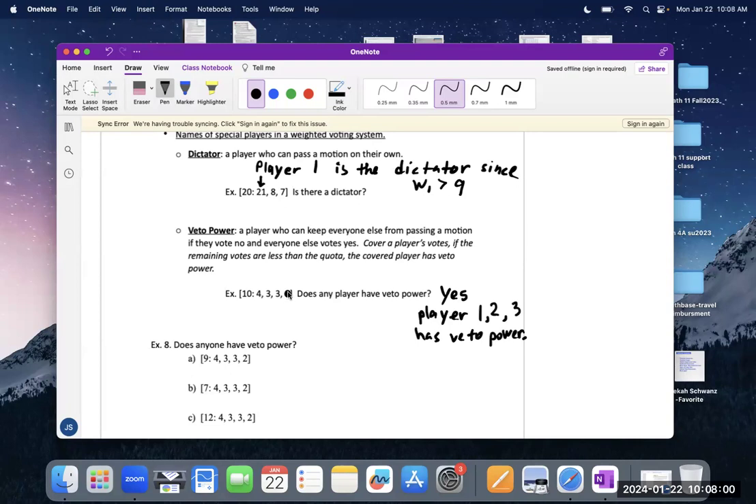Let's look at player 4. If I cover player 4, then the votes are 4 plus 3 plus 3. So that's 7 plus 3, that is 10. So player 4 does not have veto power, because players 1, 2, and 3, their numbers add together to 10, so they can pass something without player 4 also agreeing with them. Okay, so that's veto power.